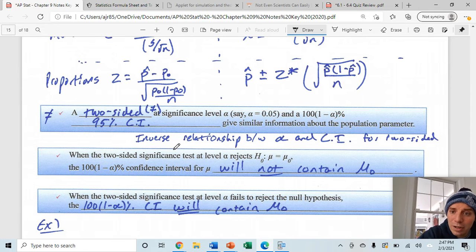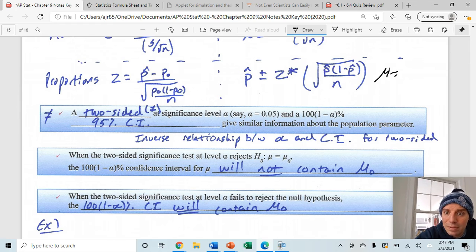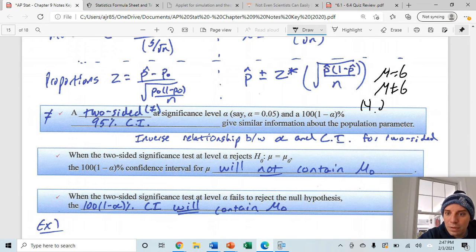This is what we saw earlier in one of our examples. For example, if I have mu is equal to 6 and mu is not equal to 6, it only works for the two-sided test. And my interval is from 4.2 to 5.8. What that means is, in this particular case, notice that 6 is not in the interval, so I would reject the null hypothesis that mu is equal to 6, and I would have evidence that mu is not equal to 6.